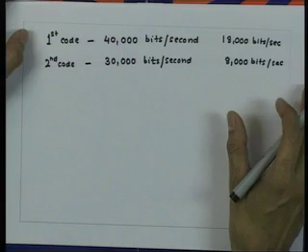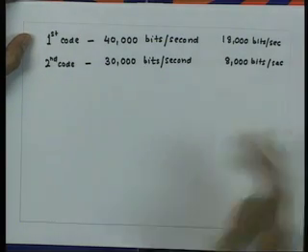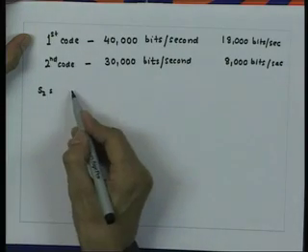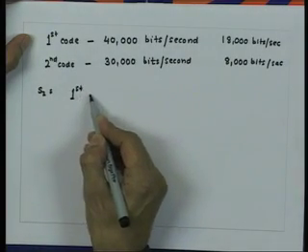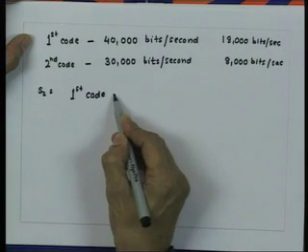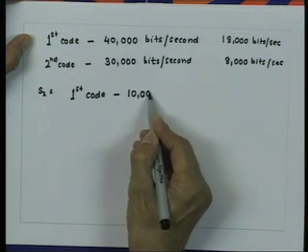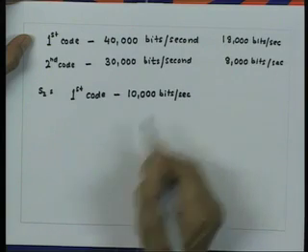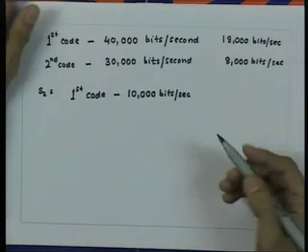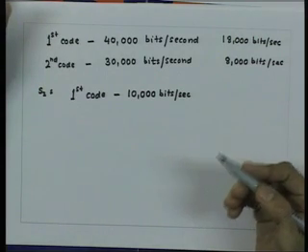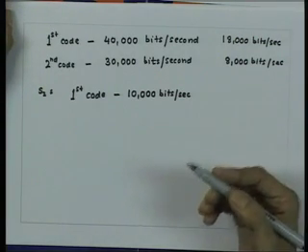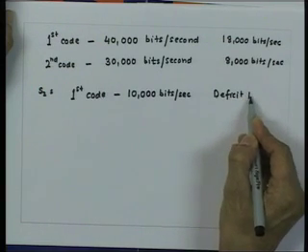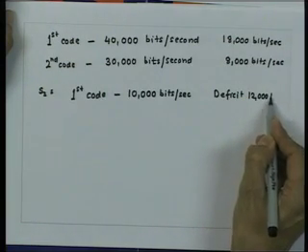Now, if the same source generates a string of, say, S2s, then what will happen? The first code will generate 10,000 bits per second. And since the channel is expecting 22,000 bits per second, we'll somehow have to make up for the deficit of 12,000 bits per second.